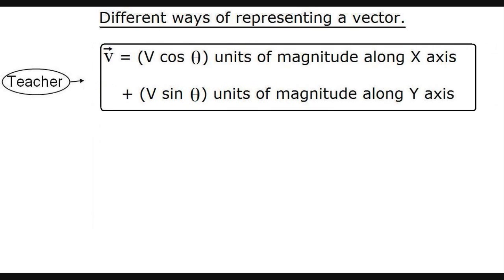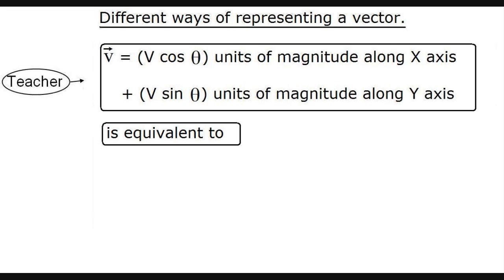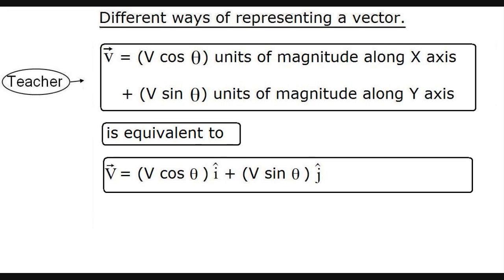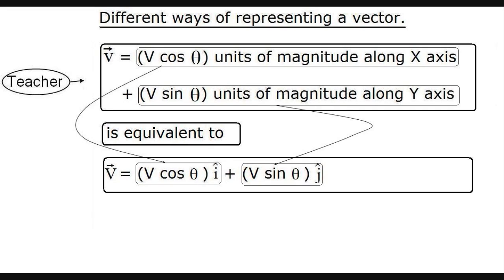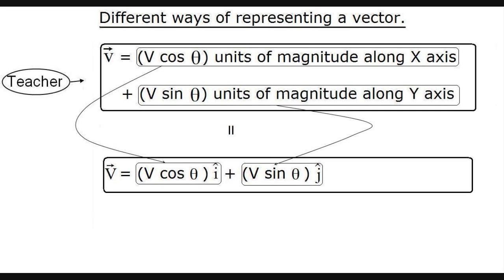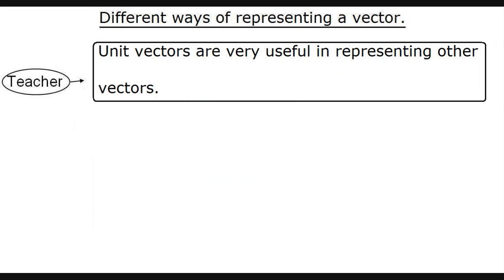Therefore v bar is equal to v cos theta, units of magnitude along x-axis, plus v sin theta, units of magnitude along y-axis, is equivalent to v cos theta times i cap plus v sin theta times j cap. Unit vectors are very useful in representing other vectors.